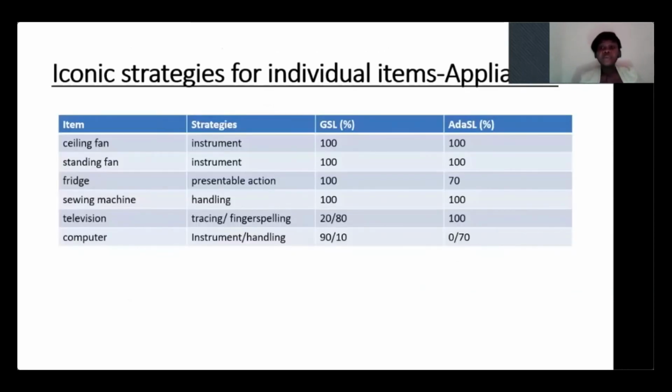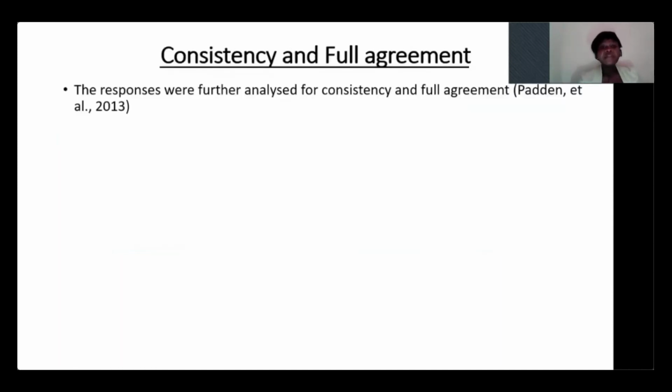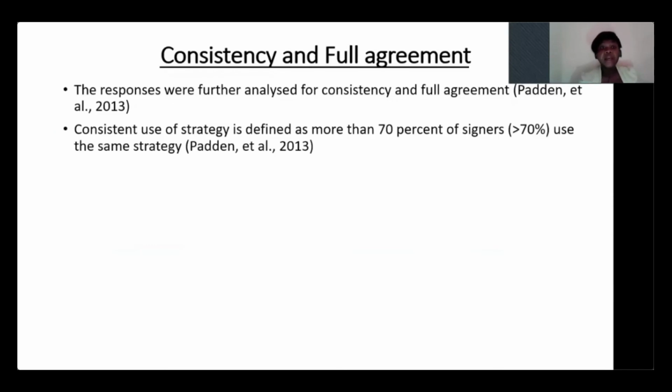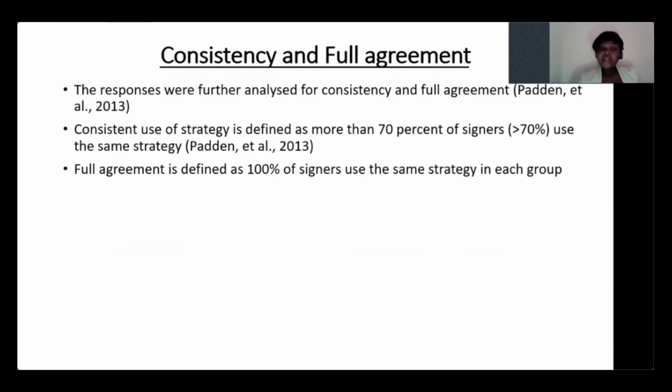So these are also the individual items and the iconic strategies they produced. I considered consistency and full agreement. So consistent use of a strategy is defined as more than 70% of signers using the same strategy, and full agreement is defined as 100% of signers using the same strategy in each group.